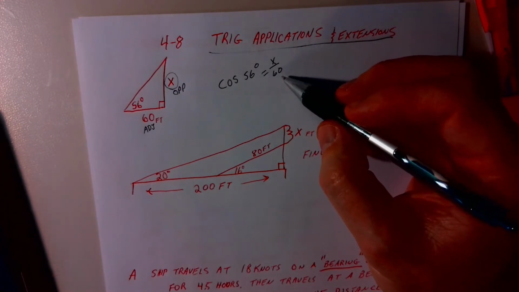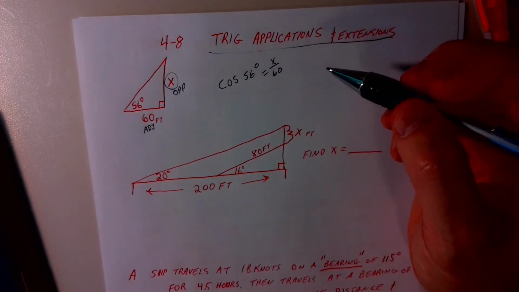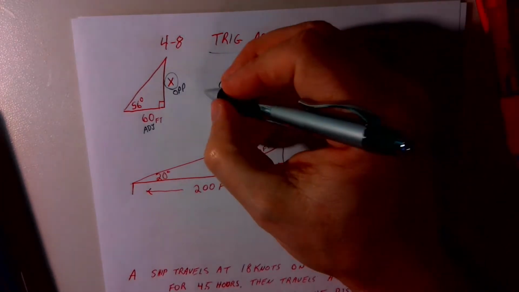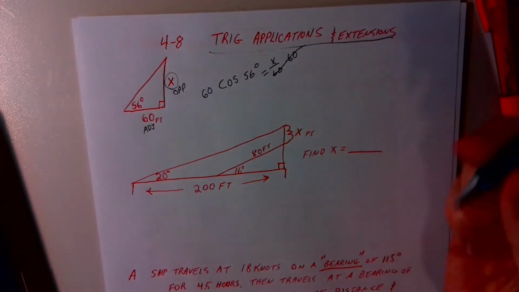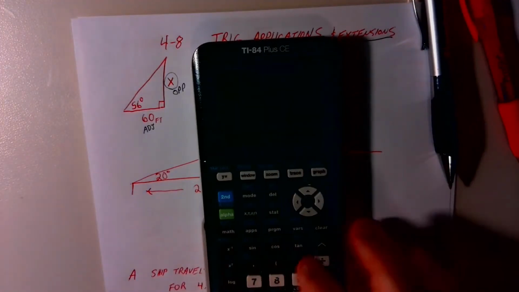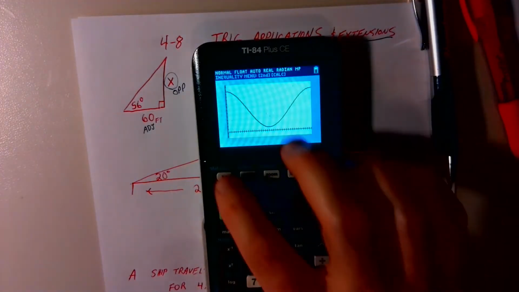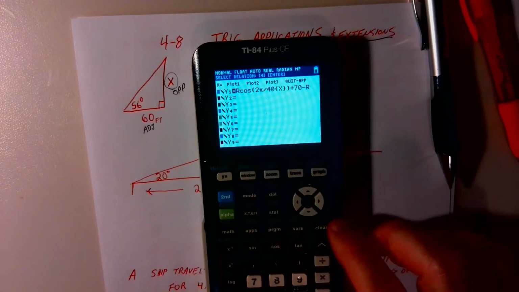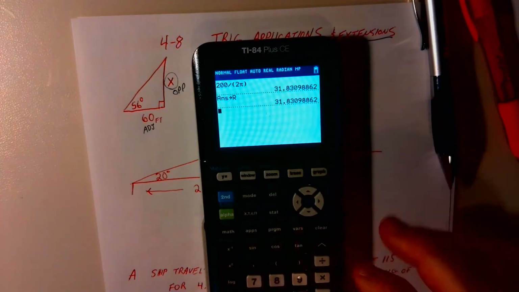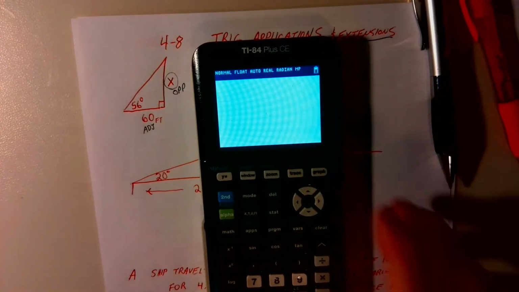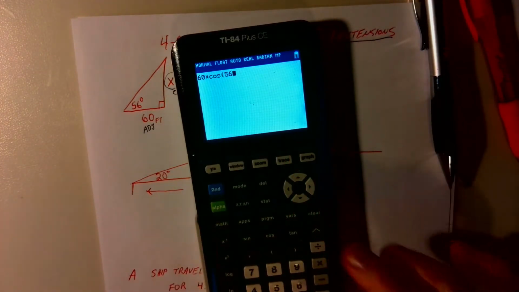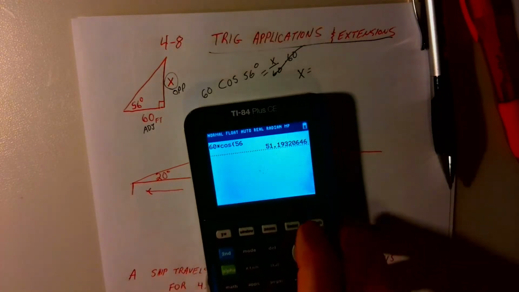Unlike the other ones where I've had to flip-flop because the x's were down in the denominator, this time the x is upstairs. So I simply need to multiply both sides by 60, and that should get me what my x is. So I go to my calculator, turn that on, clear out that graph and go to the home screen. I want to do 60 times the cosine of 56. I hit enter, and I get 51.19.